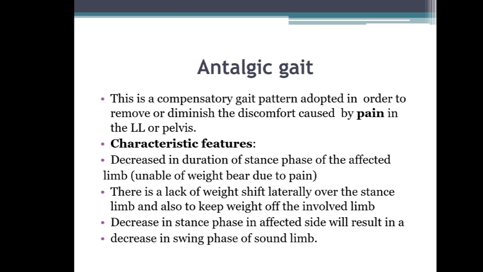So today we'll discuss the different abnormal gaits. First we have the antalgic gait, which is a compensatory gait pattern adopted in order to remove or diminish the discomfort caused by pain in the lower limb or pelvis. The characteristics include decreased duration of stance phase of the affected leg, lack of lateral weight shift, and decrease in stance phase on the affected side, which will result in decrease in swing phase.